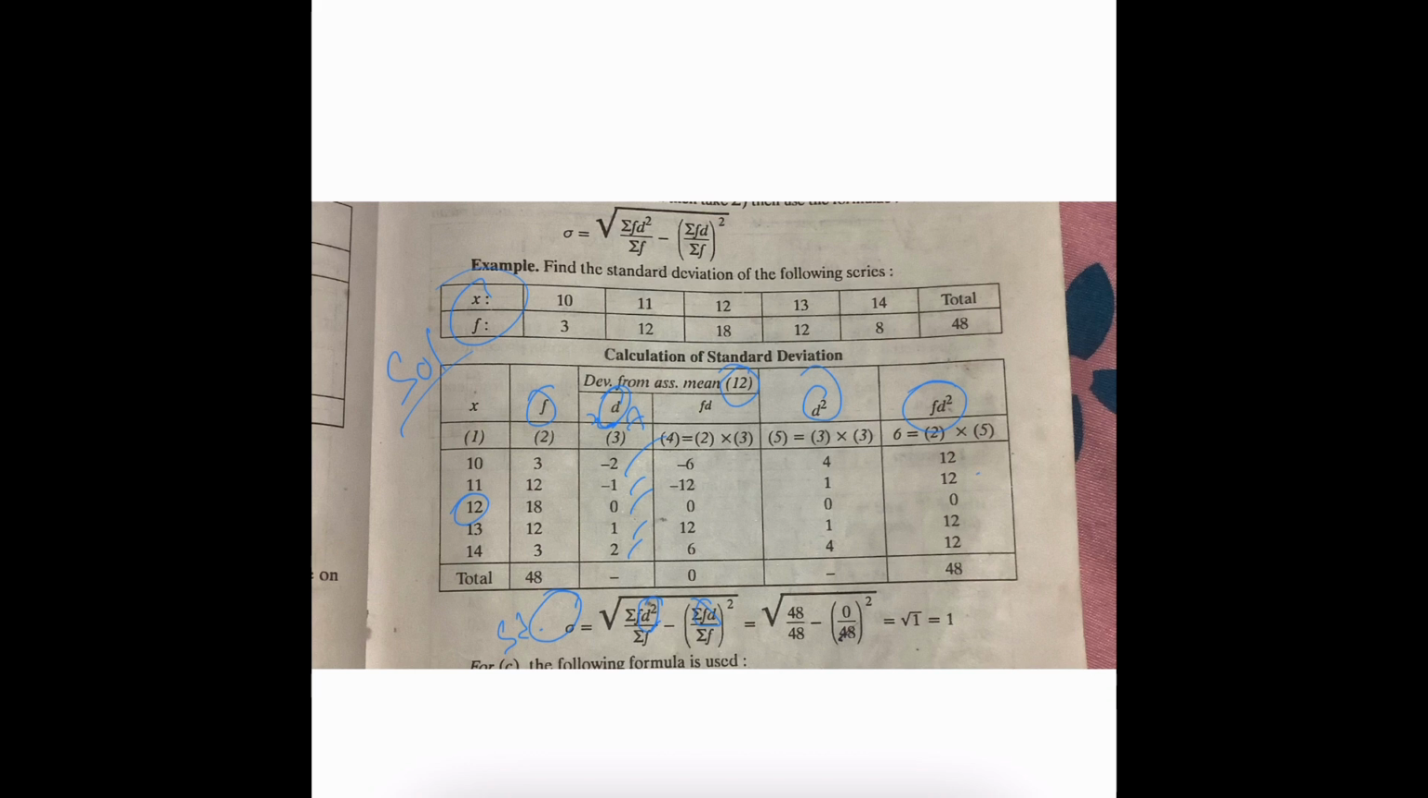Then total it. Total summation of f is equal to 48. When you total it, it will be 48. Summation of fd square is equal to 48. Summation of fd is equal to 0. So you total it. Then you have to find now sigma. Sigma is equal to this.